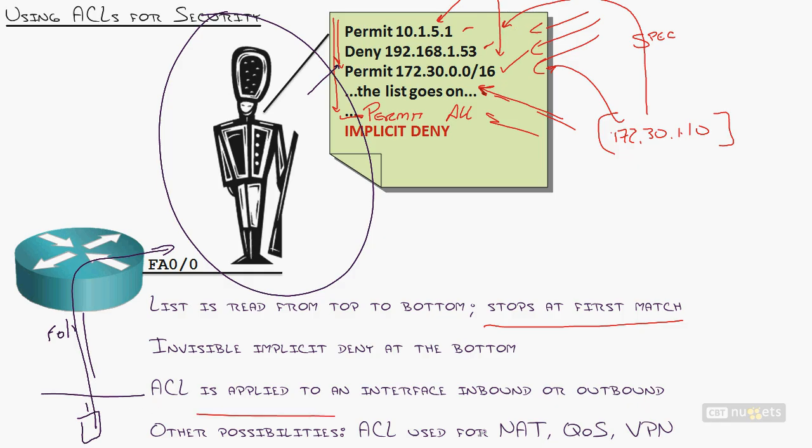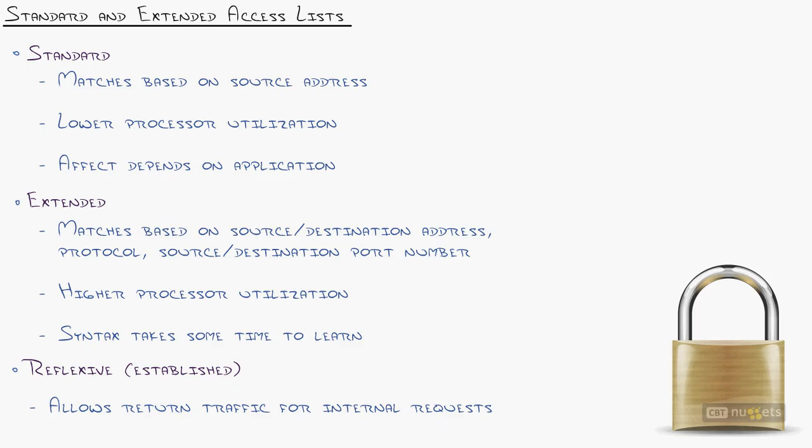ACLs are applied to an interface, inbound or outbound, and I've already mentioned you can use ACLs for all kinds of other possibilities. The last thing I want to talk to you about is the kinds of access lists that we can have, standard and extended. There are actually a lot more than what I have here, but these are 99.9% of the time what you end up using. Standard access lists are very simple. They match only on source address.